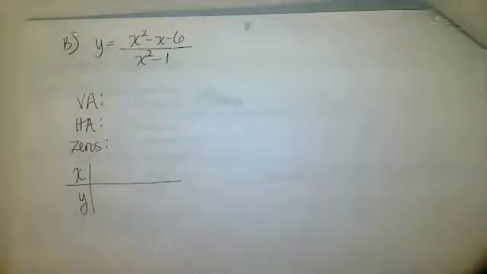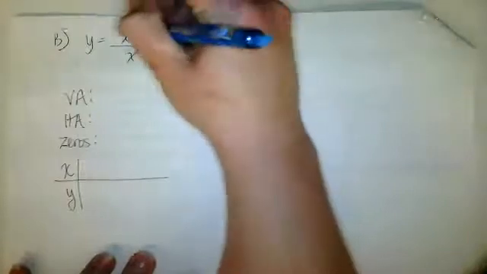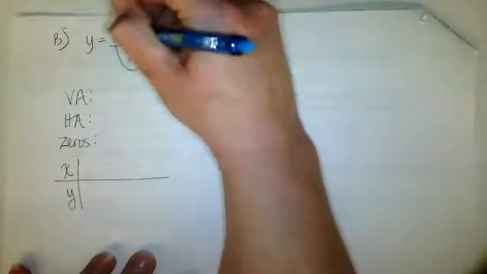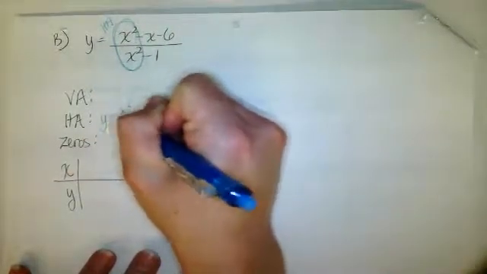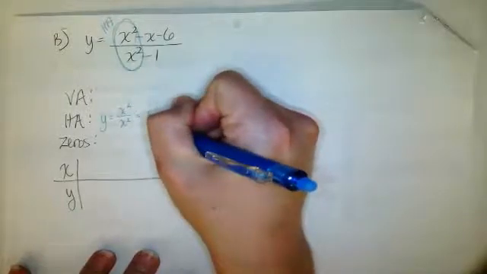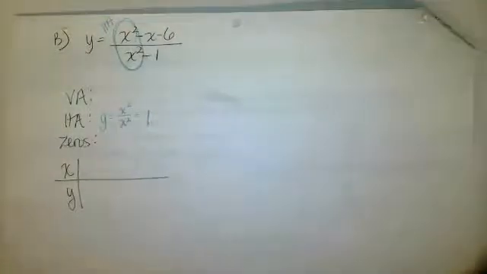All right, we have y equals x² - x - 6 over x² - 1. What's the horizontal asymptote? 1 is correct. Very good. Right here, we can divide our leading terms. What is x squared divided by x squared? 1. So that's our horizontal asymptote, just looking at those leading terms. Really easy. Then we're going to go ahead and factor.